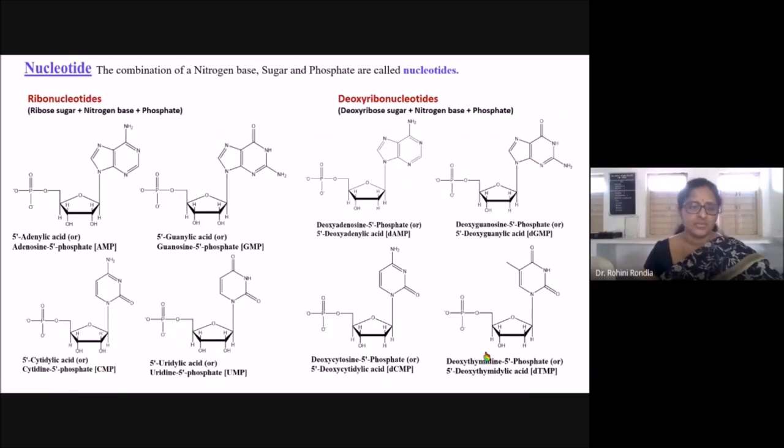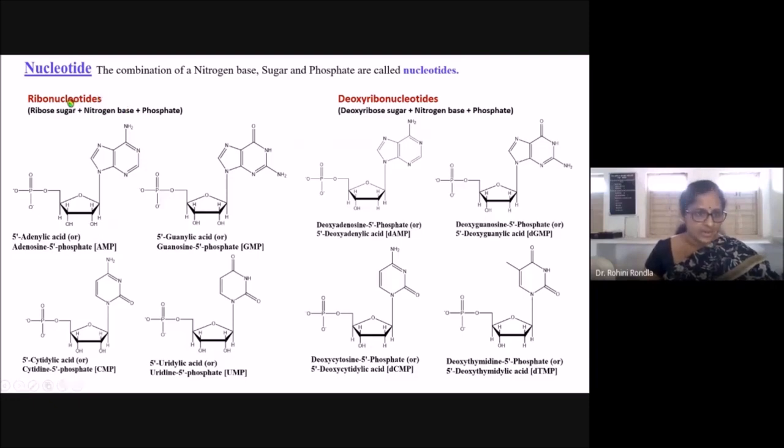Nucleoside is done, the combination of sugar and nitrogen base. Now we have to add one more group, that is phosphate. What is a nucleotide? The combination of nitrogen base, sugar and phosphate. This is sugar, this is nitrogen base and this one is phosphate group. There are 3 components. That is why this is a nucleotide.